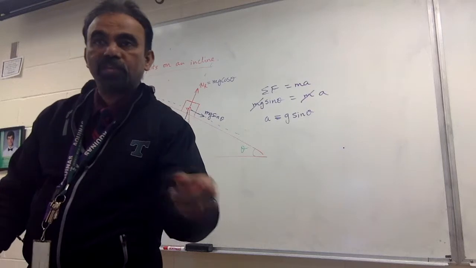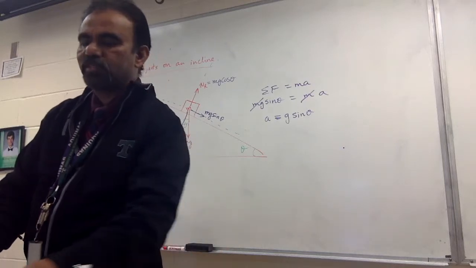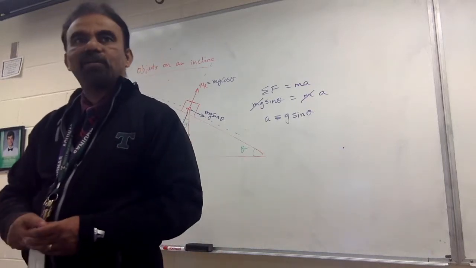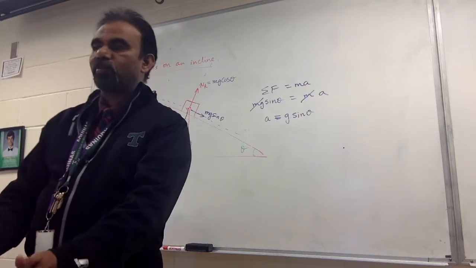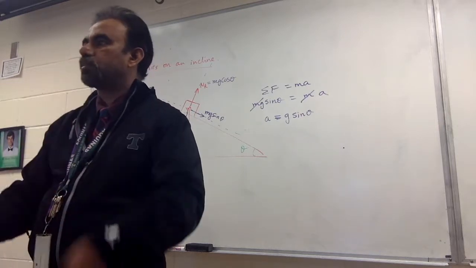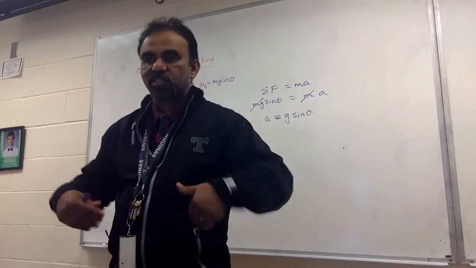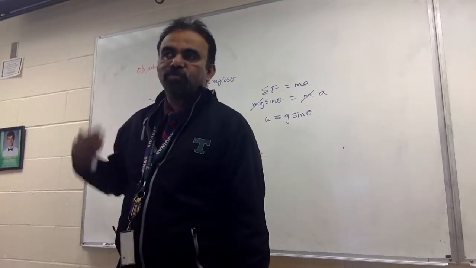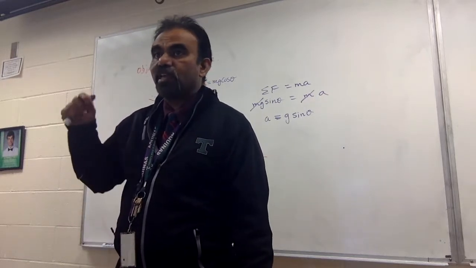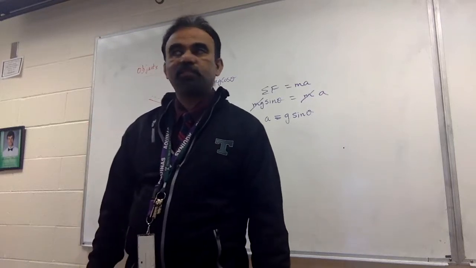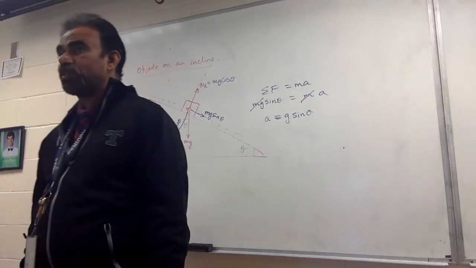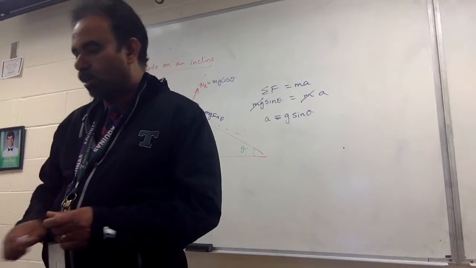It's mg cosine 0. What's cosine 0? 1. Cosine 0 is 1, so what's the normal force? Just mg. So on a horizontal surface, such as where I'm standing right now, what is the normal force acting on me? It's equal to my weight. Correct? But is it going to be always the case? No. It's not always the case.